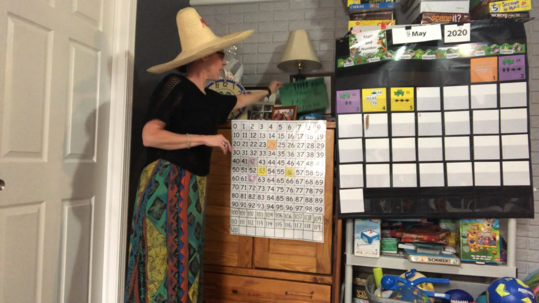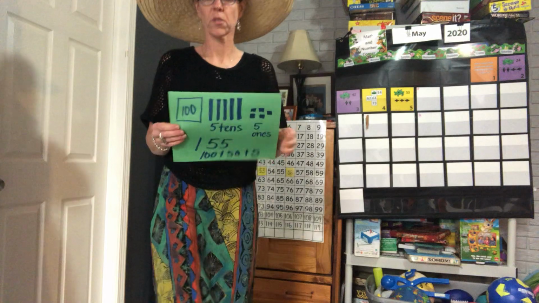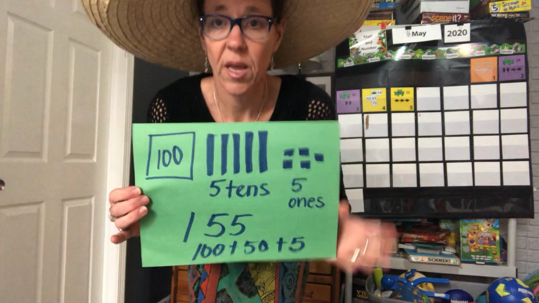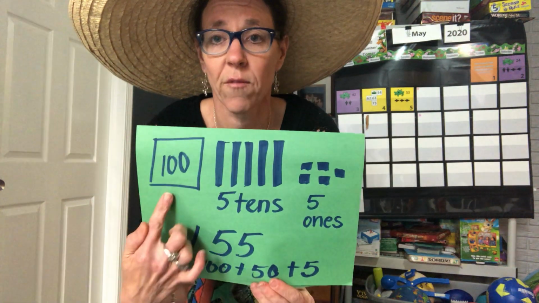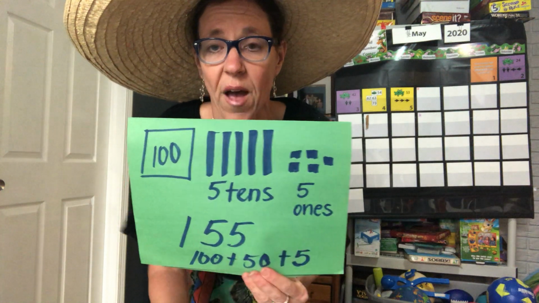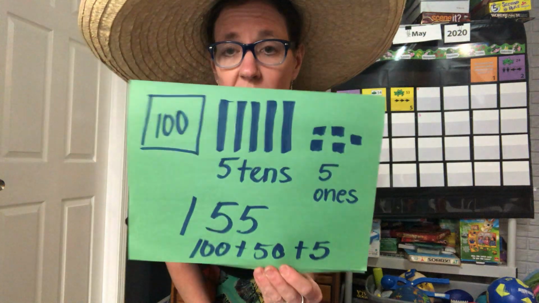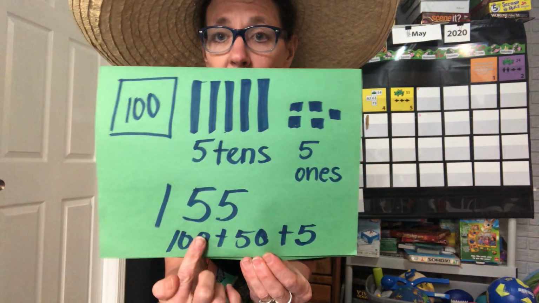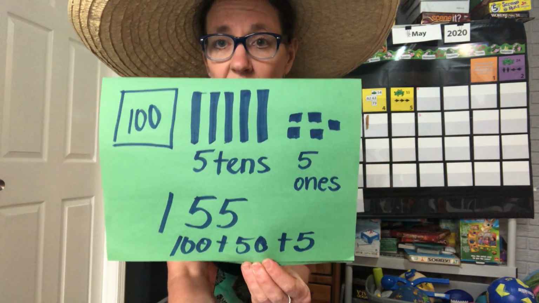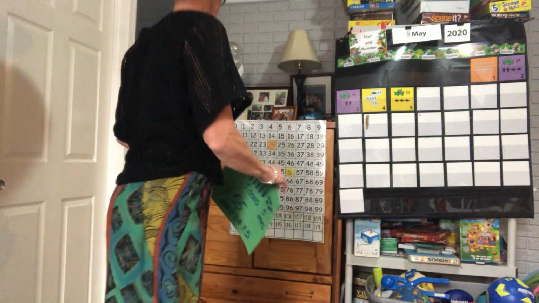Okay, our number today, yesterday was the 154th day. So today we're at the 155th day. I have 100, 5 tens, and 5 ones. So our number today is 155. If I'm writing in expanded form, 100 plus 50 plus 5. 155 is our number today.